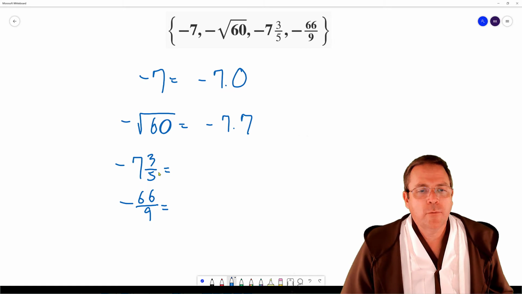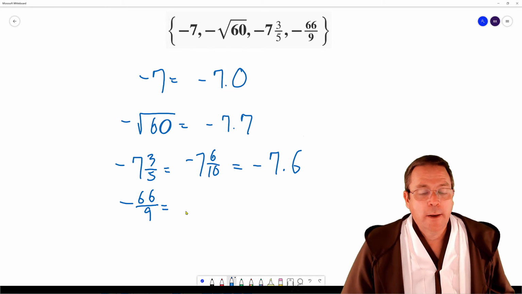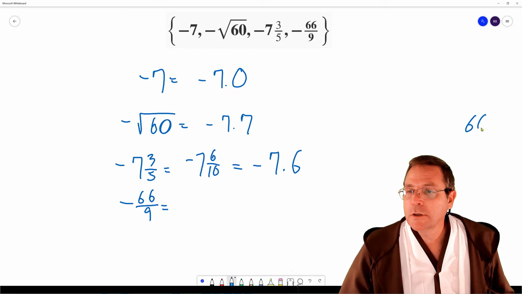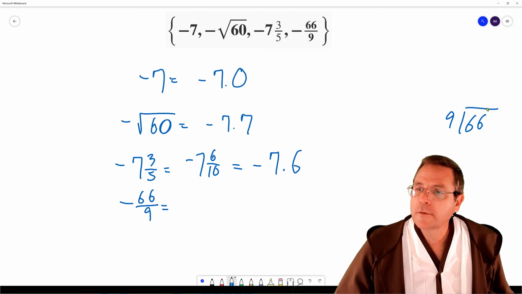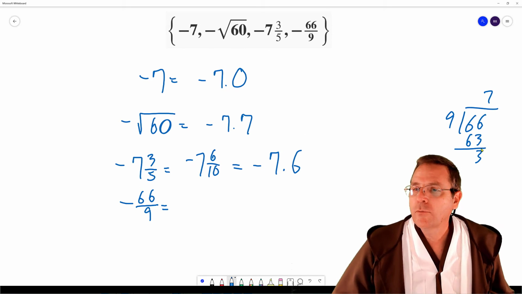Next we have negative 7 3/5. Well, negative 7 3/5 is the same thing as a negative 7 6/10, which I can write as a negative 7.6 as a decimal. And finally, this one here is a little more challenging. 66 divided by 9. Of course, 9 goes into 66 how many times? 6 times, because 6 times 9 is going to be 54. And, oops, nope, I screwed up, didn't I? It is not 6 times. It is 7 times, which is going to be 63 with 3 left over.